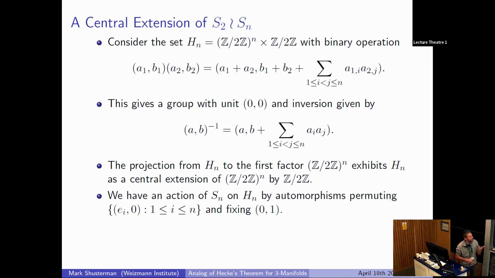Another way to describe this group, which could be less or more mysterious depending on your perspective, is in terms of generators and relations. The generators you take are these: e_i is the vector which is 1 at the ith coordinate and 0 everywhere else. And the other generator I'm taking is (0, 1). It turns out that these n+1 elements generate this group Hn, and you can in fact write explicit relations. The operation is kind of like the Witt vectors.